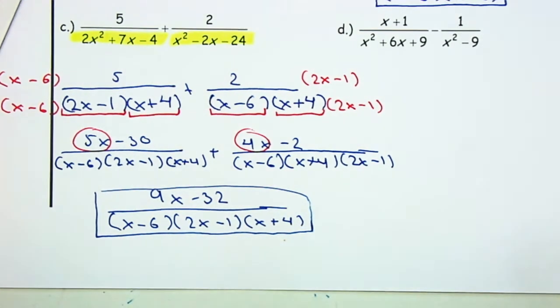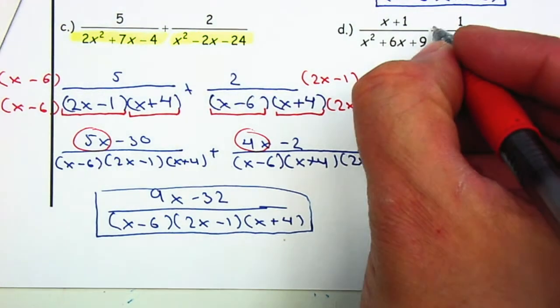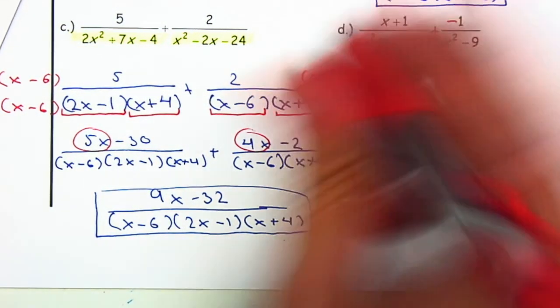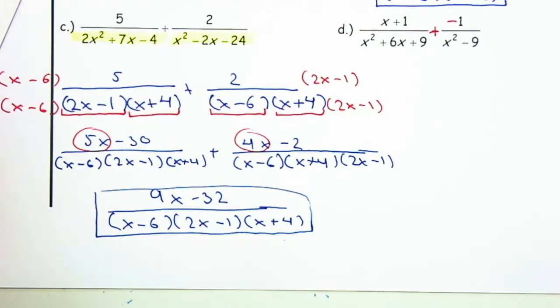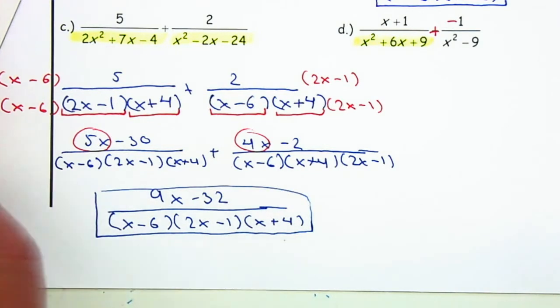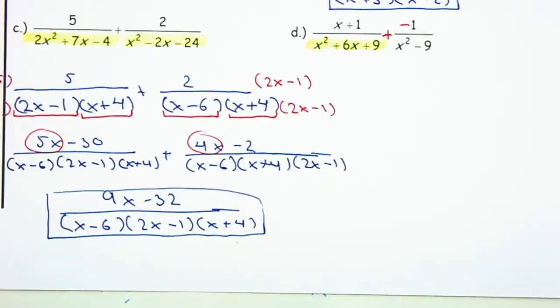Okay. So first, if I notice a minus in between, I'm going to change it to an addition and make this the opposite. I want to go and factor the denominator so I can make them the same. So I'm going to start with the x squared plus 6x plus 9. I'm going to write a little smaller so everything will fit in here.